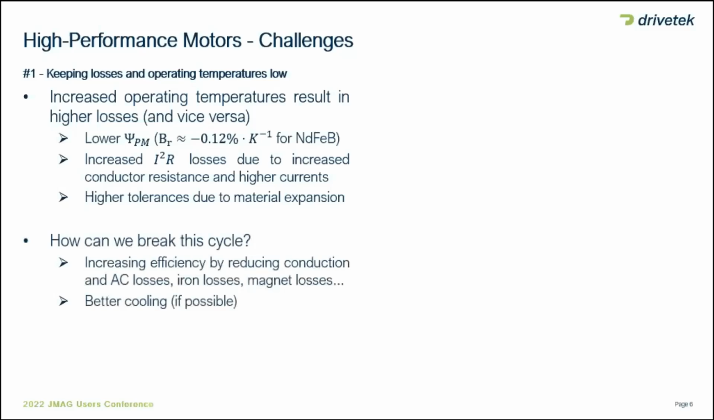So how can we break the cycle of increasing operating temperatures and reducing permanent magnet performance? It's either by applying more cooling or more efficient cooling, but usually we're limited by the cooling performance of our machine. It's very compact, we have a limited surface area, so that may not be feasible. The other thing we can do is increase motor efficiency, which is usually the path we strive for.